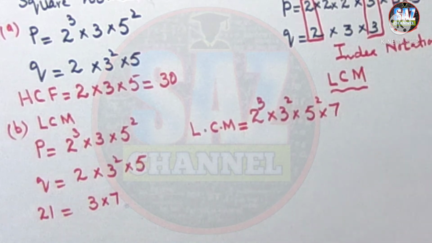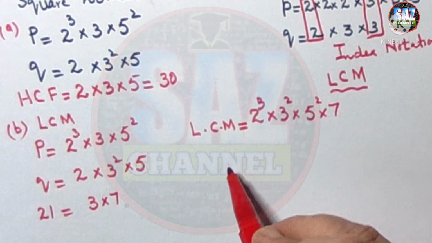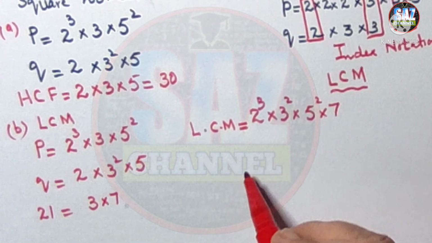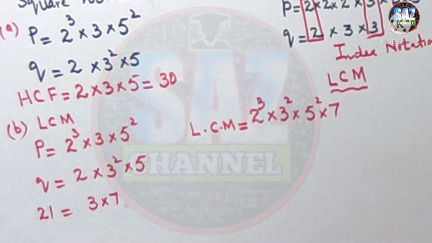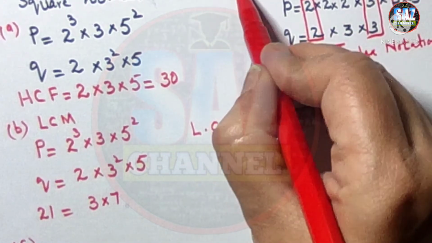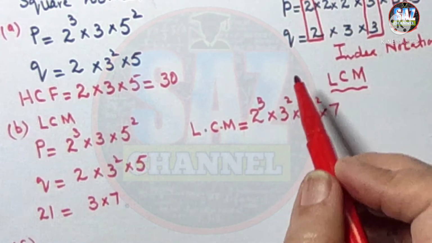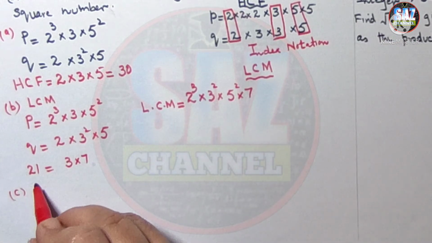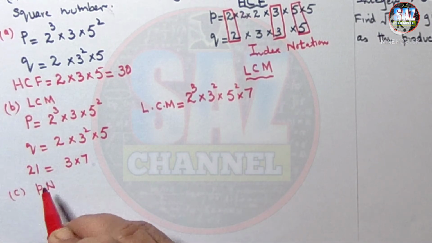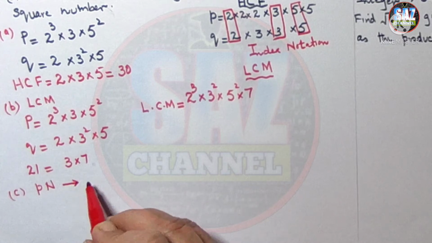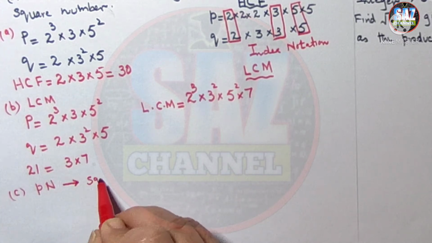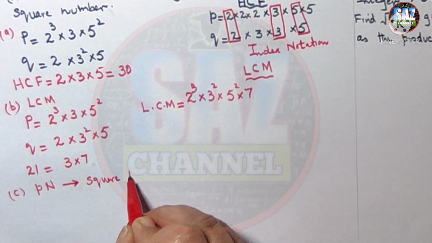It's really important that we read the question and follow the instructions given in the question. And third part, moving to the C part: find the smallest integer n such that Pn is a square number. Okay, so what we have to do, square number.